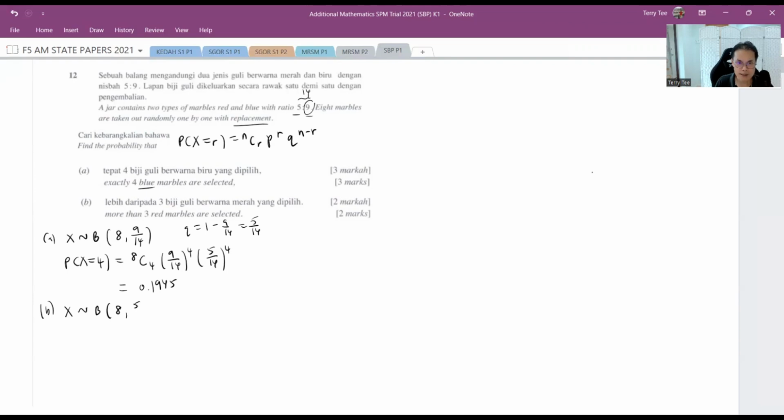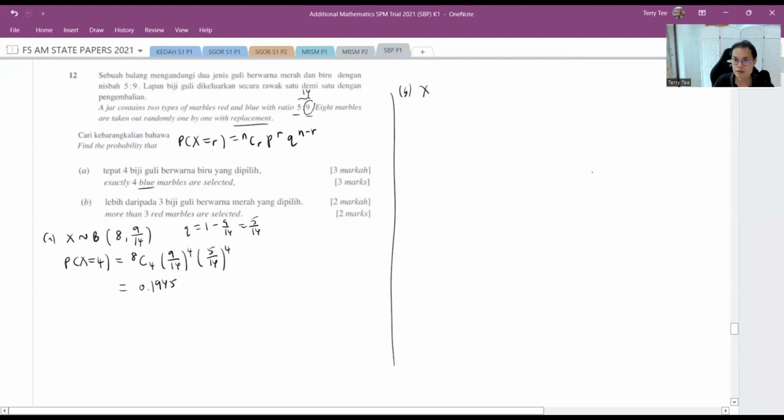But your probability of success is now 5/14. Okay, maybe I write over here, no more space to show you. All right, part B is still a binomial. Your N is 8. Your P is now 5/14 because you are focusing on finding red marble. You want more than 3 red marbles. Now, more than 3 means what? We are referring to 4, 5, 6, 7, 8. But if you count one by one, it's very slow because you do 4, 5, 6, 7, 8, that's 5 values to calculate. So the easier way is to do 1 minus 0, 1, and 2.